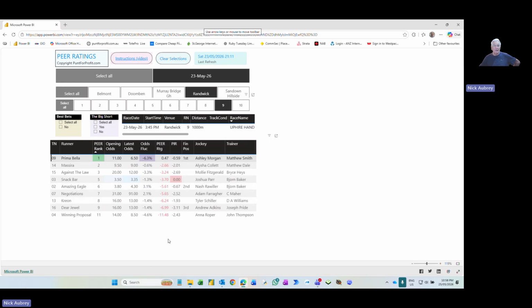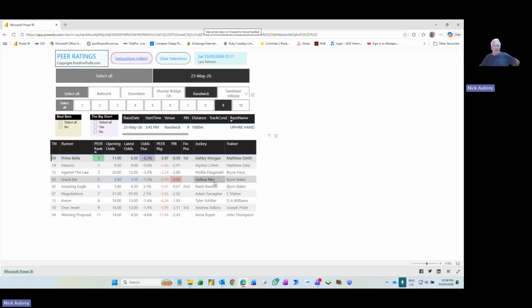So I actually rated Prima Bella my top pick, but also it was very much shortened in the betting. It came in from $11 into $6.50. So that's from 9 o'clock in the morning till basically the race time. Ridden by Ash Morgan, very good jockey.